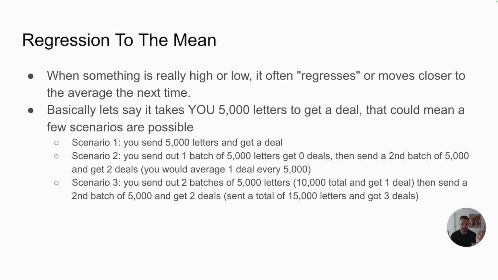Or scenario number 3, which is possible, and I had something similar happen, which I'm going to show you in a second. You send out 2 batches of 5,000, so 10,000 total, and you only get 1 deal. So you're like, oh my God, I'm at 1 out of 10,000 when it should be 1 out of 5,000. And then you send a second batch of 5,000 and you get 2 deals. In total, you sent out 15,000, you got 3 deals, meaning 1 out of every 5,000.